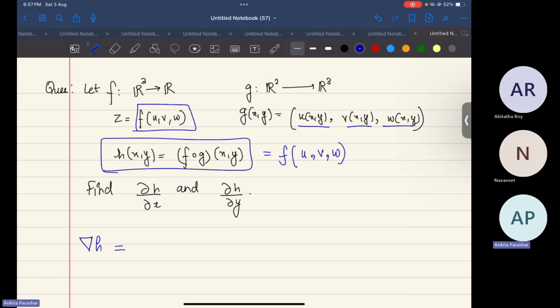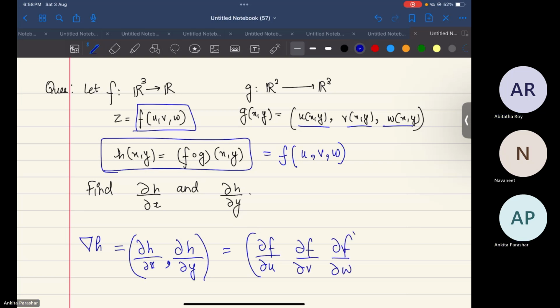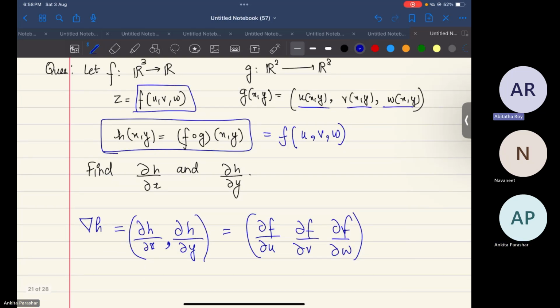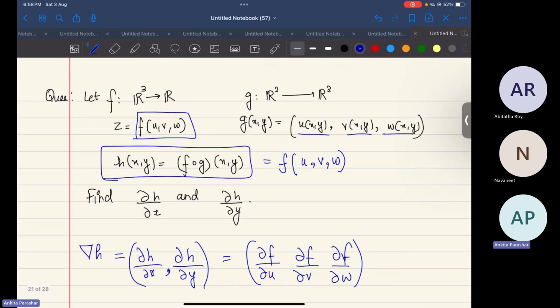Now f has three parameters. So if you first write the vector for f, how many partial derivatives will come? By definition it is this. For f, it has three parameters, so del f by del u, del f by del v, del f by del w. Now u, v, w are functions from R2 to R, but then you have to see. So what did I do? Did I make a mistake? No, I think it's okay.